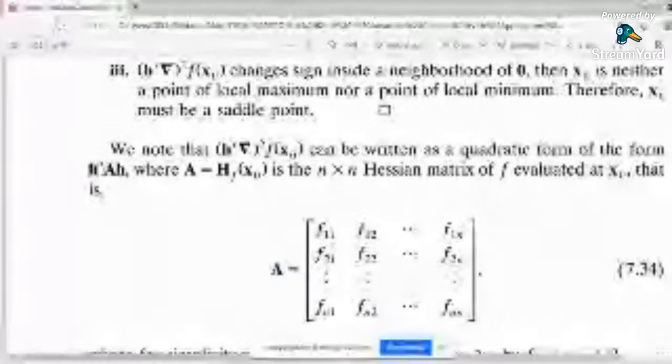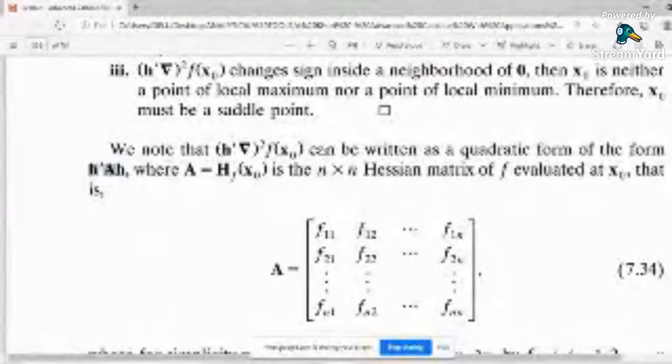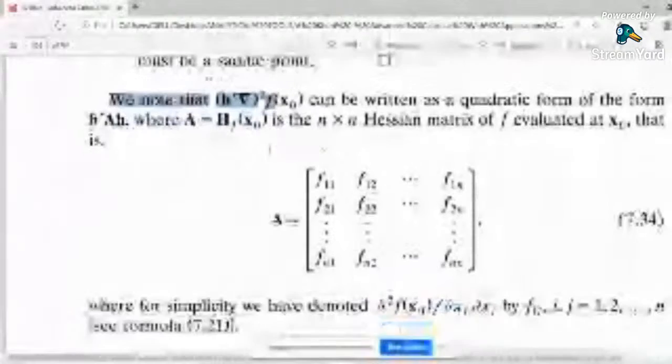So A is positive definite means the principal minors are positive. If the principal minors are positive, this quadratic form is positive. If this quadratic form is positive, this one is positive. When this one is positive, we can say that x node is a point of local minimum. So that is stated here: a local minimum if A is positive, that is, the leading principal minors of A are all positive, from the first element to the total matrix.